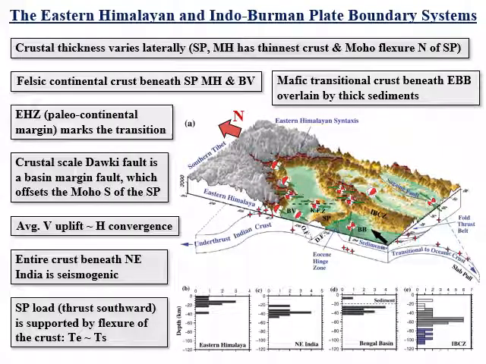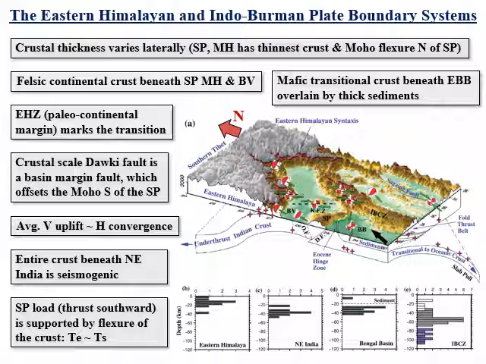This is the summary of both the structure and the earthquakes across this region of the Eastern Himalaya and the Indo-Burman plate boundary system. The first thing that we see is that the crustal thickness varies laterally across this entire region. The Shillong Plateau and the Mikir Hills are underlain by the thinnest crust in this region, and the Moho is flexed northward of the Shillong Plateau and the Mikir Hills.